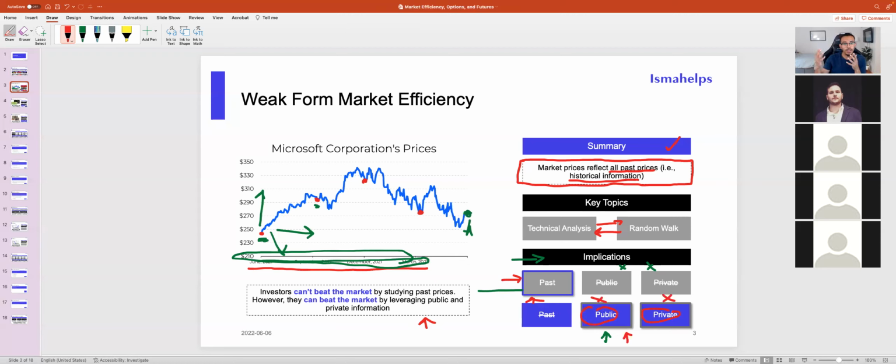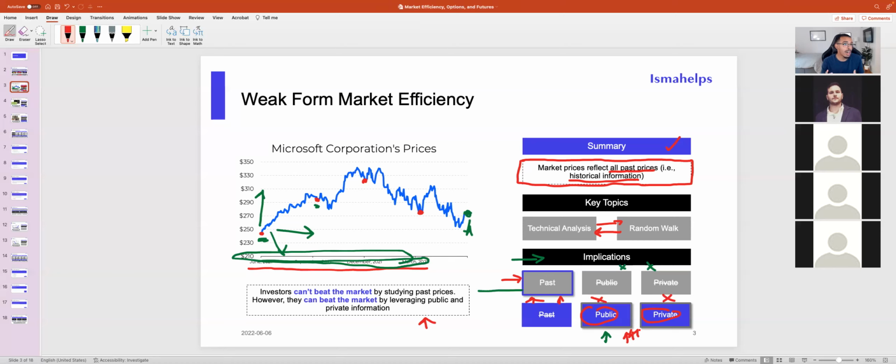So the way you want to look at this when we try to make a statement on these different forms is that investors can't beat what's highlighted in blue in the gray boxes, but they can beat what's highlighted in gray in the blue boxes. I feel like that should be clear for everybody. So that's the wrap up for the weak form market efficiency.